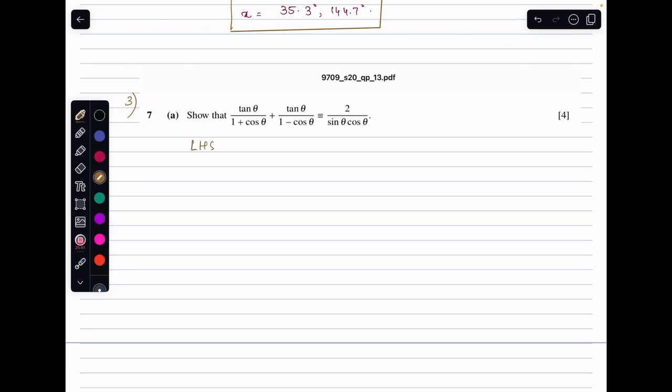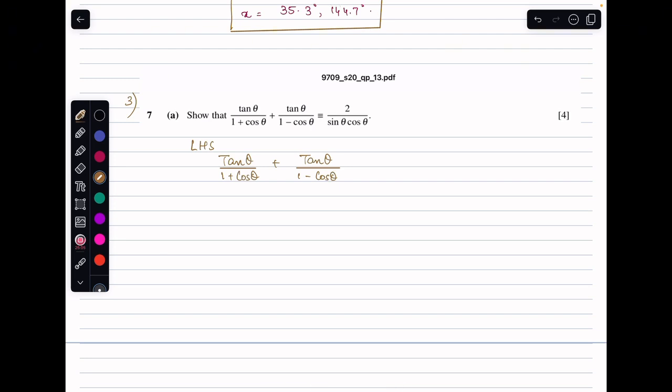So with respect to the left hand side, I have tan theta divided by 1 plus cos theta plus tan theta divided by 1 minus cos theta. And I have to show that this, when solved, should be equal to 2 over sine theta cos theta.